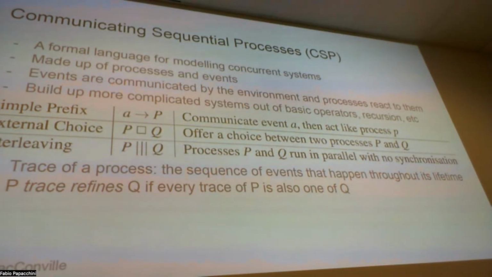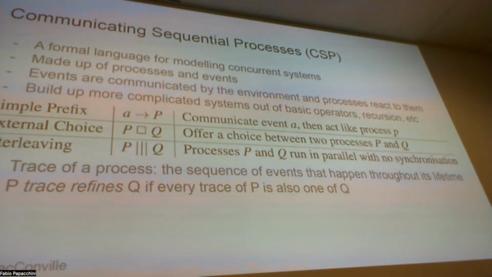The basic operators we're concerned with here, there are plenty more obviously, the most fundamental is the simple prefix. So you communicate or receive some event A, and then you act like some process P. But it doesn't have to be a different process. You could be defining P like this, an infinite recursion, or it could be switching to another process.